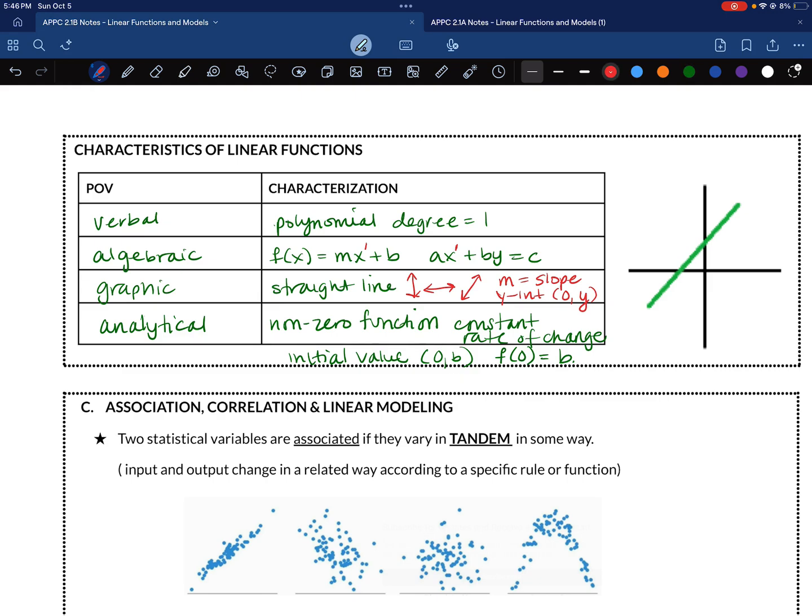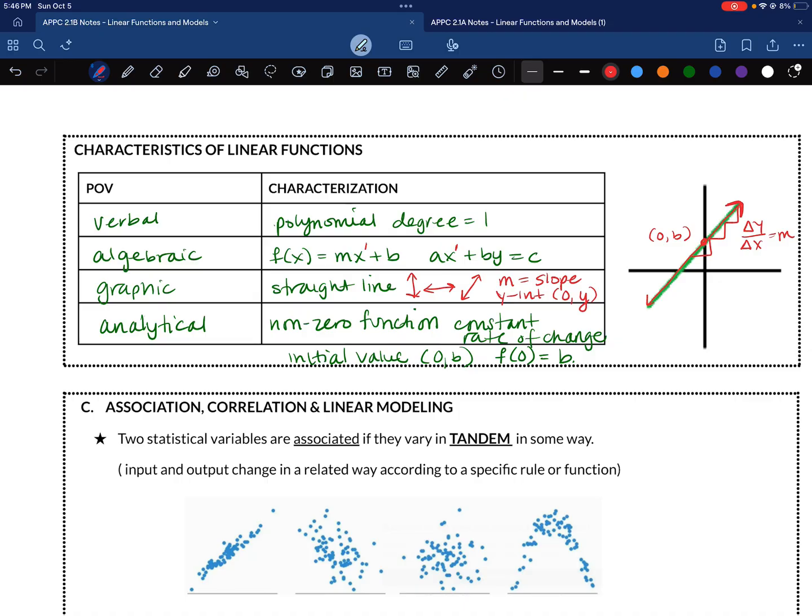So this is my equation graphed over here. Here's my y-intercept right here, 0, b. We can talk about the rate of change, the delta y over delta x, and how that's a constant which we represent as slope.